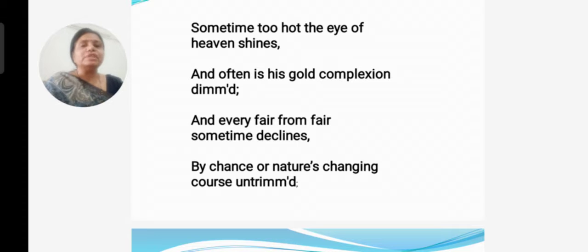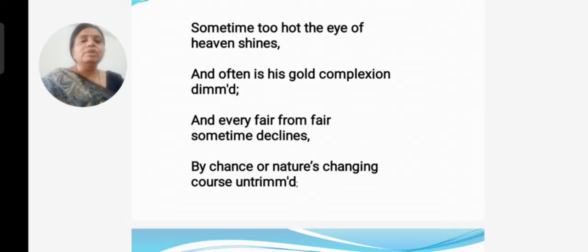And sometimes during the summers the sun is so hot that we get irritated by it. But the beauty of the fair youth is very soothing. It is not as scorching and hot as the sun's heat. "And often is his gold complexion dimmed." Now, see, Shakespeare has used this word "his" for the sun.